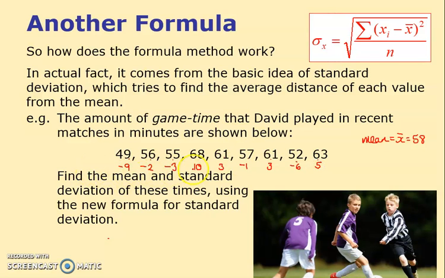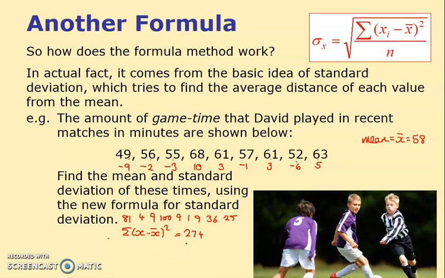Now what I do is all those numbers, I square them. That's what the formula says here. You see it says xi minus x bar squared. So 81, 4, 9, 100, 9, 1, 9, 36, 25. Notice the minuses don't make any difference. I now add all those together. That gives me sigma xi minus x bar squared. So I'm going to add all those up. 81 plus 4 plus 9 plus 100 plus 9 plus 1 plus 9 plus 36 plus 25. And I get 274.